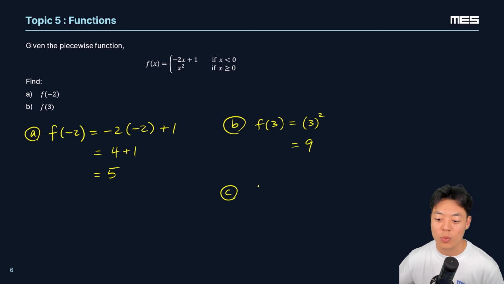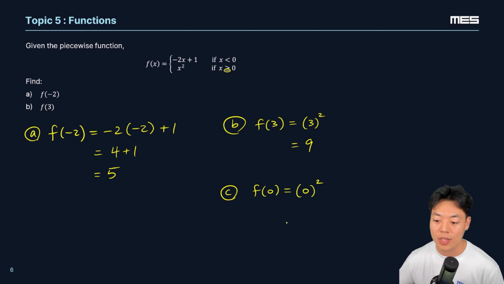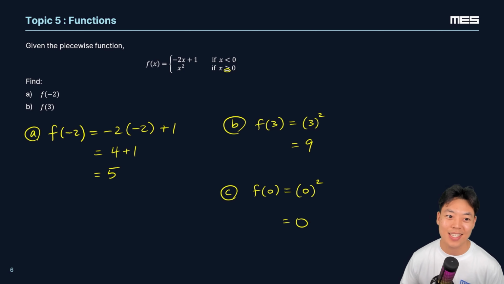I'll give you a little bonus one here. Which equation will we plug in for f of 0? Well, that's when x is equal to 0. We see the equal sign here, so we'll plug in 0 into the x squared. That gives us a 0.